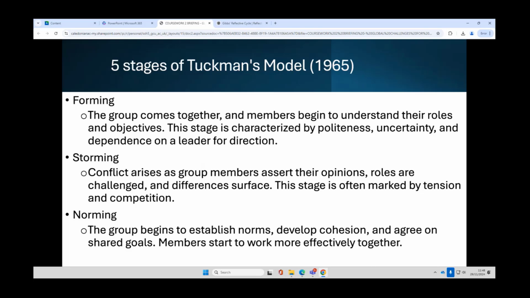Any team, before they perform, must go through a storming process, at a high intensity or low intensity, it doesn't matter. Conflict arises as group members assert their opinions, roles are challenged, and differences surface. This stage is often marked by tension and competition. Communication breaks down here. People don't want to talk to each other. People don't want to respond to each other. But then a successful team will be one that goes to the next stage, which is norming.